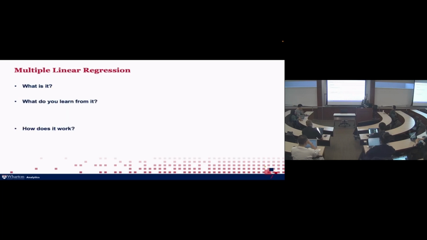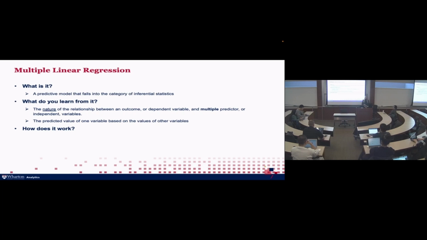Okay, so now we're going to get into a new type of analysis, multiple linear regression. It's essentially the same thing as a simple linear regression, except we are increasing the number of predictor variables in the model. So it's the same type of model. It's a predictive model, and falls in the category of inferential statistics. In this case, we're learning about the nature of the relationship between one outcome and multiple predictor variables.